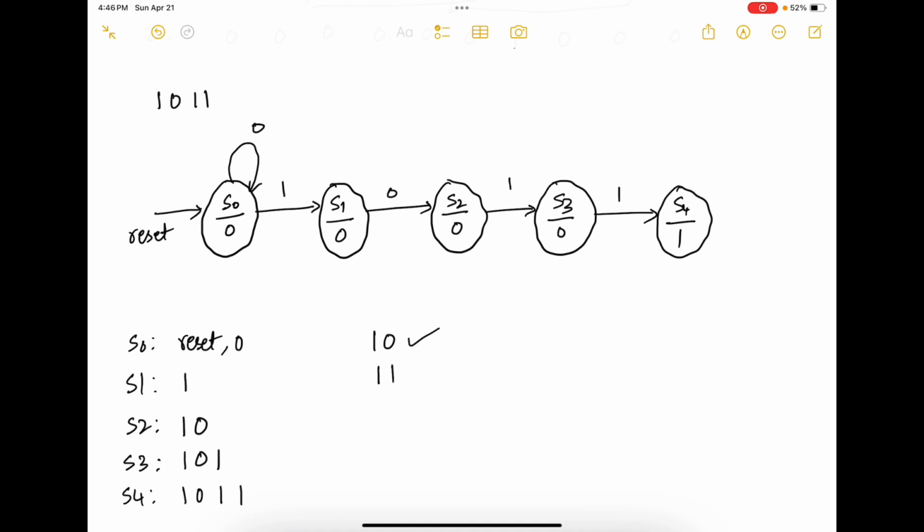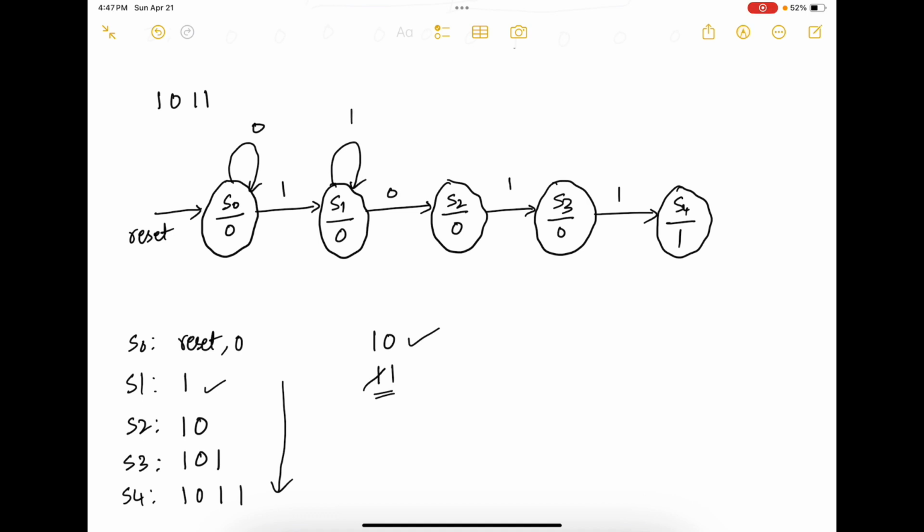When you get the input 1, can you go back to some previous state, or can you stay in the current state? You can know this by looking at 1 and 1. Is there a state in this table here which matches 1 1? No. So cancel the leftmost one. Is there a state which has the input 1? Yes. So you remain in S1.